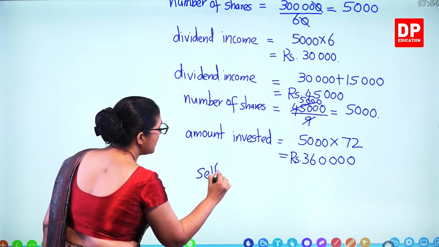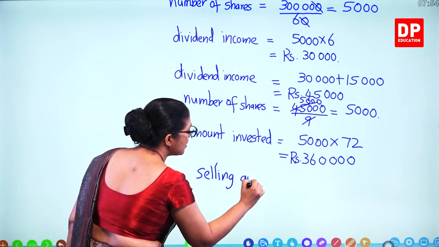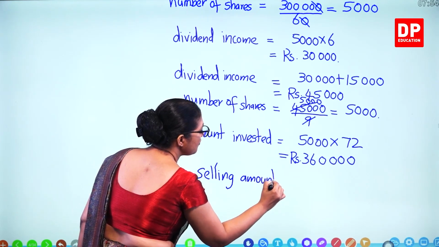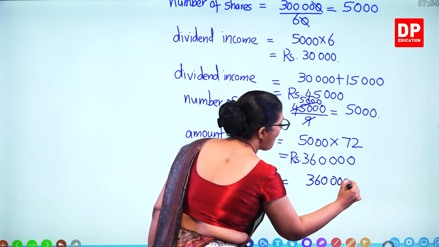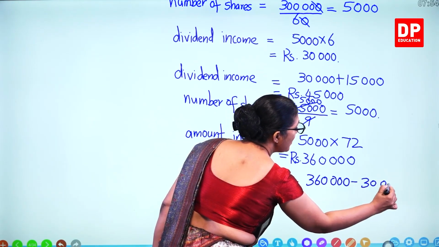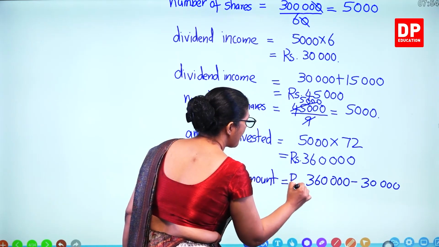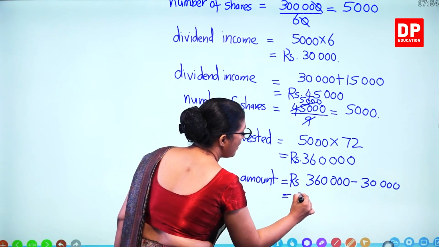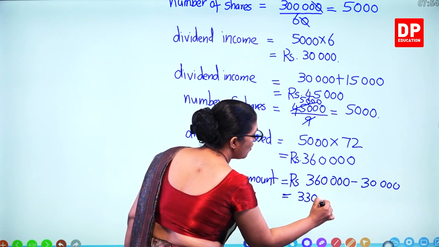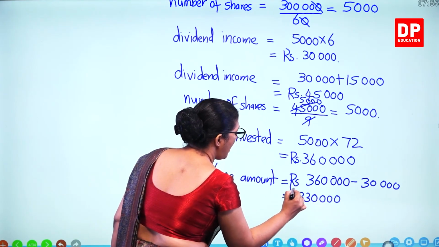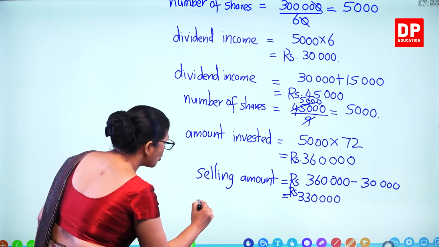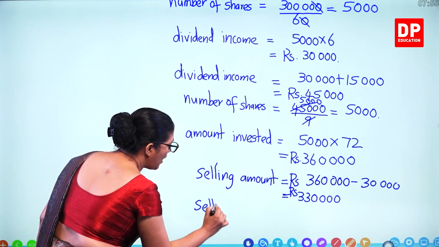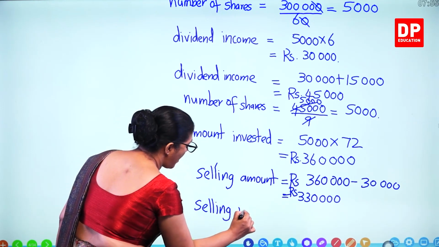So selling amount is equal to 360,000 minus 30,000 rupees. You get 330,000 rupees. And how do you find the selling price per share? You have to divide by the number of shares.